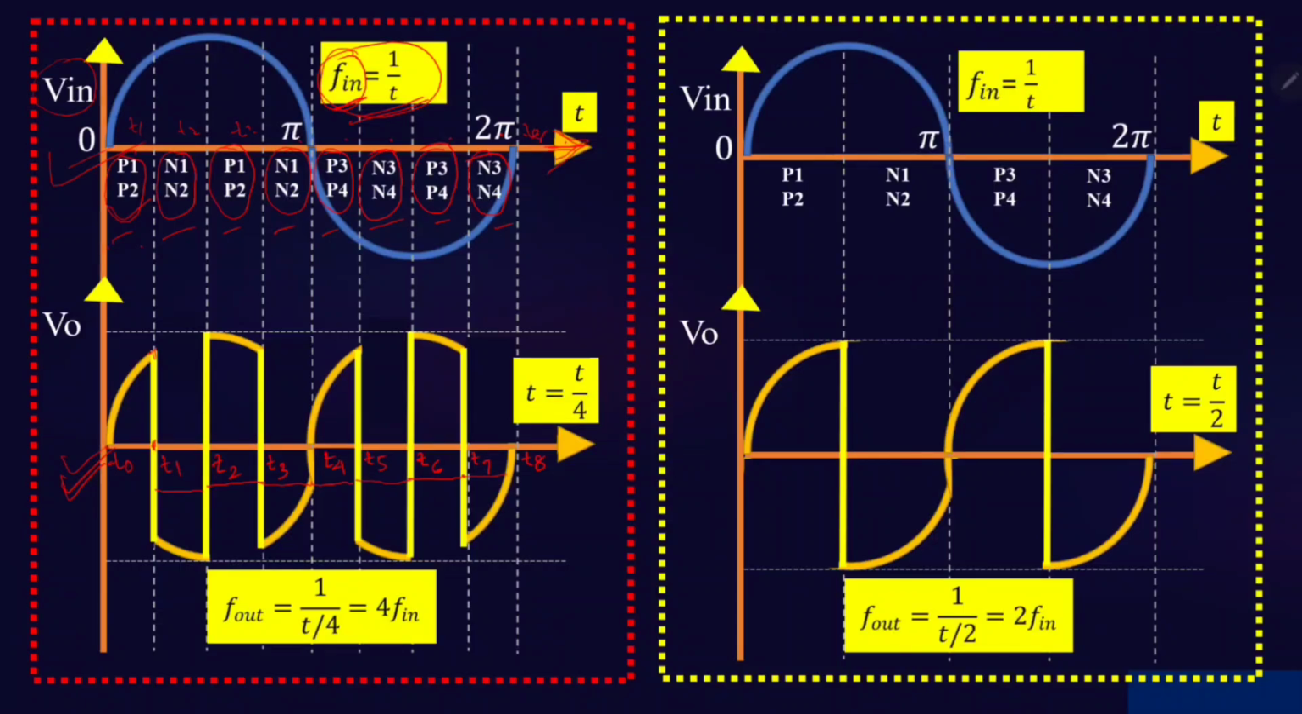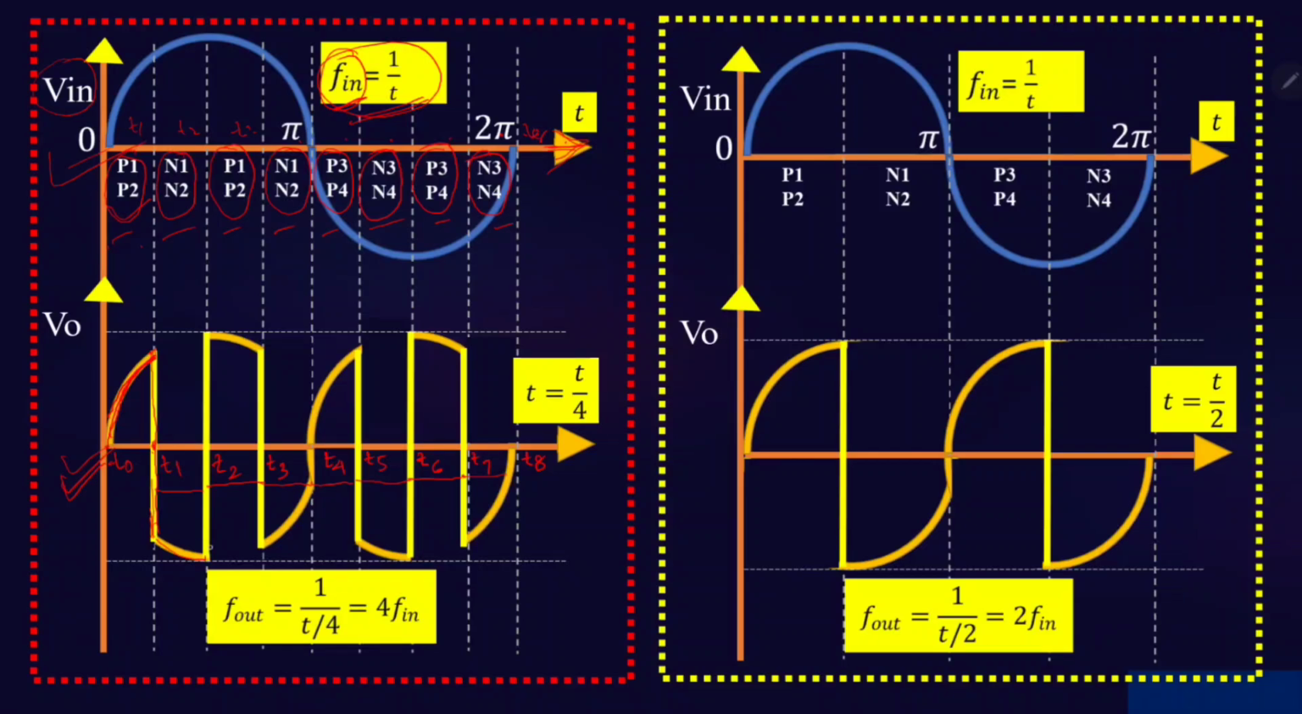So here, at the time of P1 and P2, whatever voltage we are getting is positive. So up to this point they will be on, and after that they will be off. From P1 to T2, this N1 and N2 will be on. According to the previous circuit, when N1 and N2 are on, whatever voltage we are getting is negative.